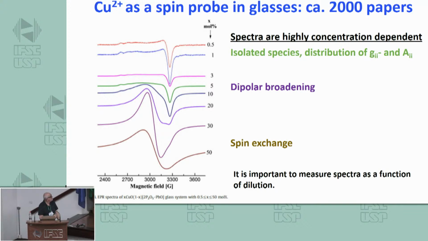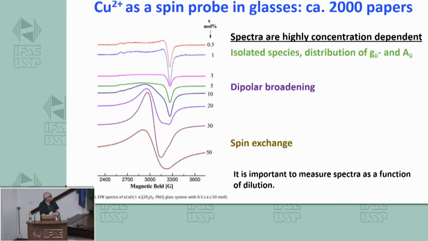So you have to go to really low concentrations to resolve the spectra adequately. Whenever you want to do an EPR on a glass, you need to prepare a series of concentrations in which you're decreasing the concentration. Then you can see here, from here to there, there's not much change. So these spectra are valid, but starting from here, they are already affected by dipolar coupling.